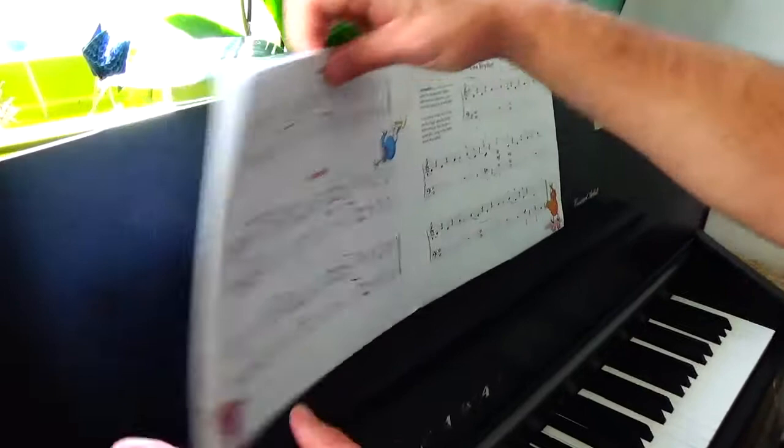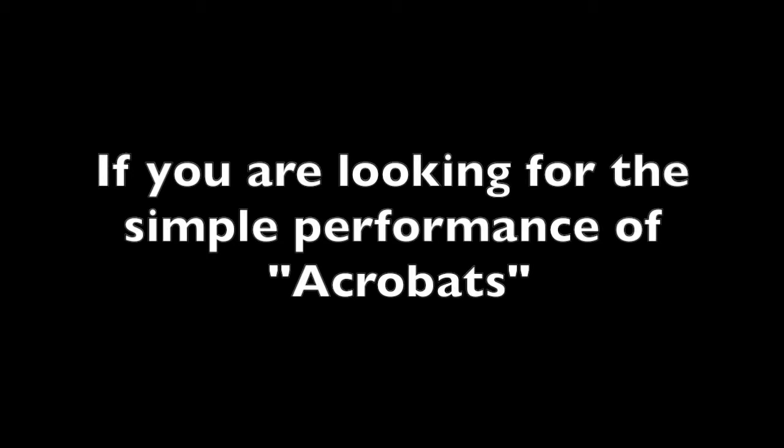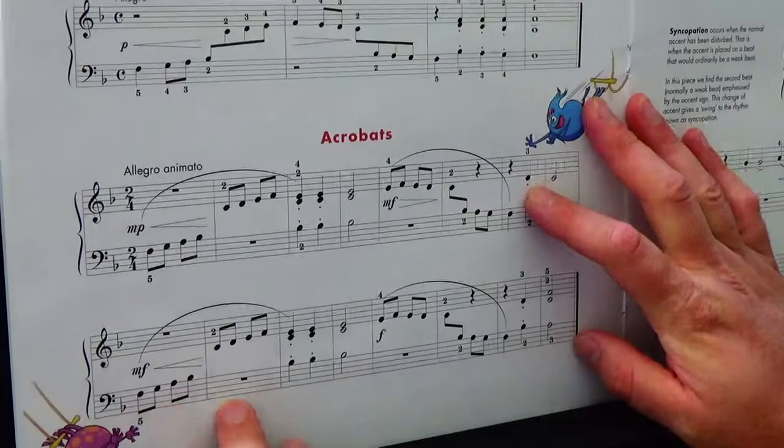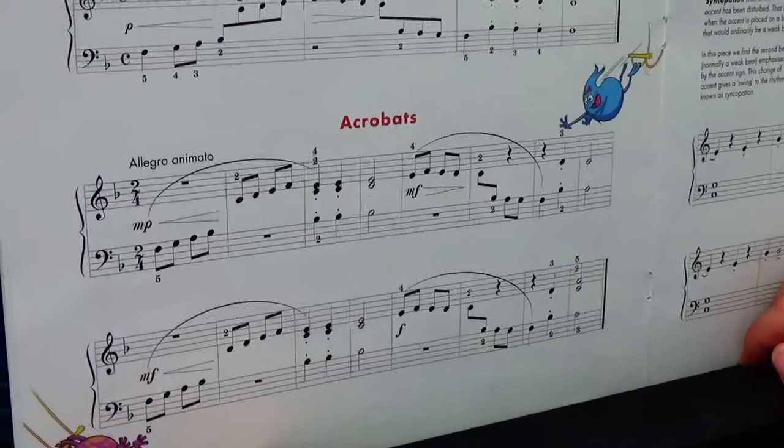Today is time to talk about Acrobats on page 22 of John Thompson's Easiest Piano Course Part 3. Very interesting piece, this one. Today we can finally confirm how the scale of F major has to be.